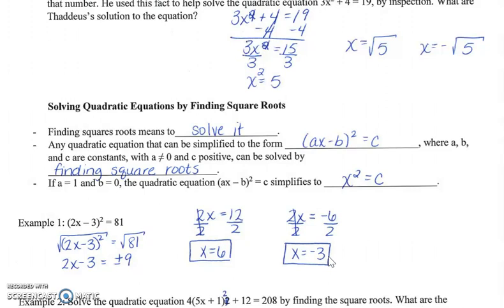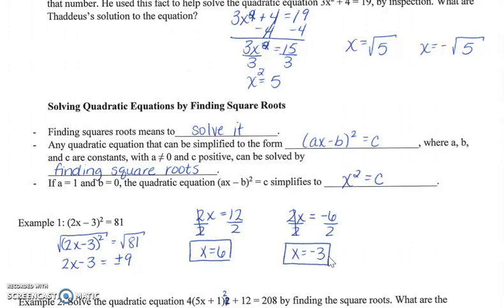Like any good equation, you are able to take those and plug them in and check your work. So for example, if we take that 6 and plug it in, 2 times 6 is 12. 12 minus 3 is 9, and 9 squared is 81. So that one works.